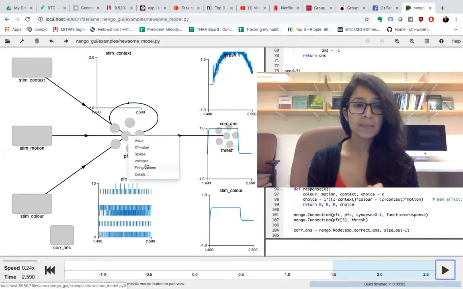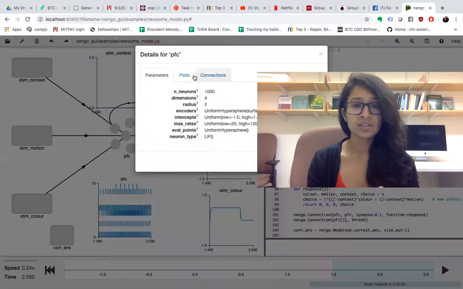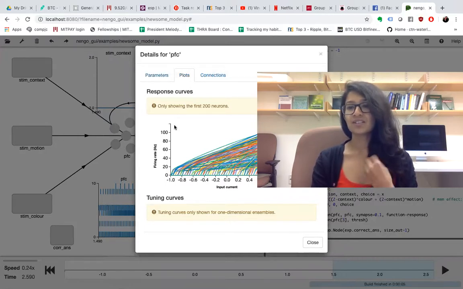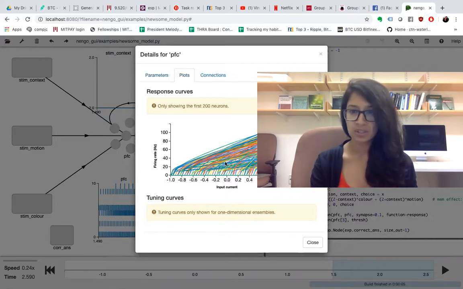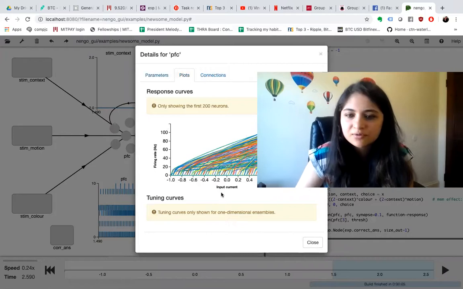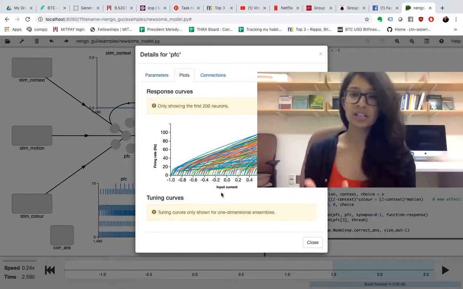And then this is just to show the tuning curves or response curves of the neurons in these populations. This is the input current, and this is the firing rate of the neurons. This shows how the neurons respond to the input stimulus. So what do you infer from this result? This is the model. This is how we modeled the neurons.